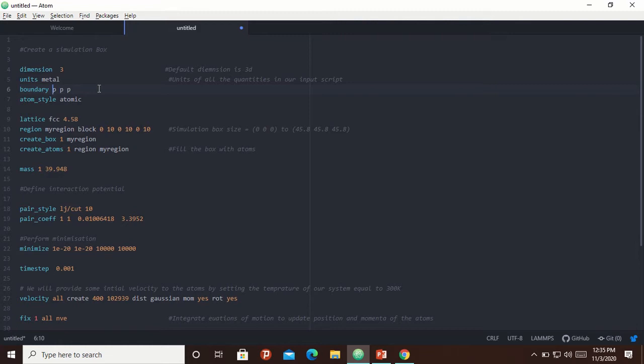So what I want to do is keep the number of atoms inside the simulation box constant. I don't want them to change during the time period of the simulation. Another thing is that we want to avoid any kind of surface effect that can happen if we don't have any periodic boundary condition.